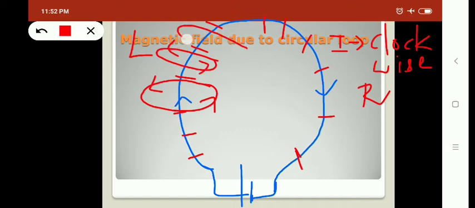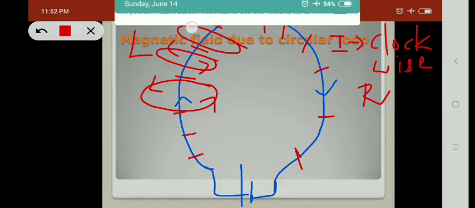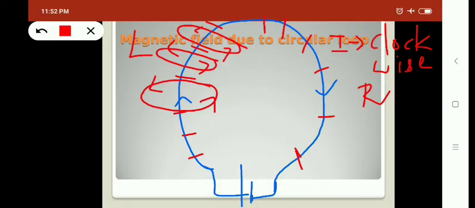anti-clockwise. Through this segment, what will be the direction of current? Yes, it will be anti-clockwise. And if you consider this segment, what will be the direction of current? Yes, it will be anti-clockwise like this. Now, consider the right side of the circular coil. Just consider this particular segment. What is the direction of current flow through that segment? Yes, current is flowing downwards.